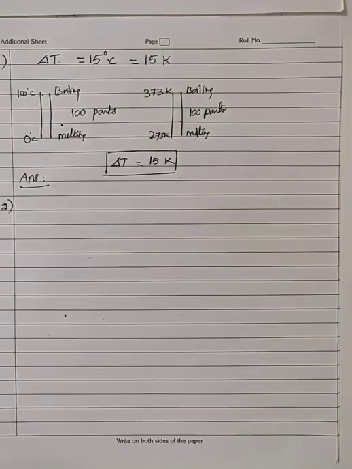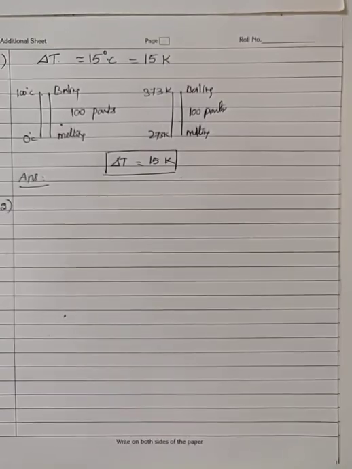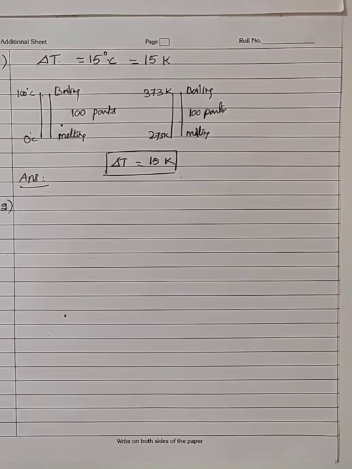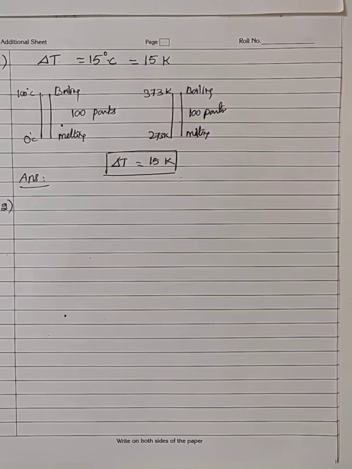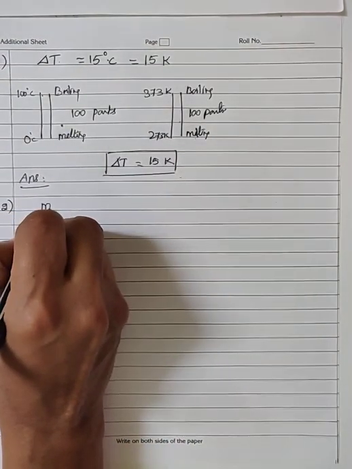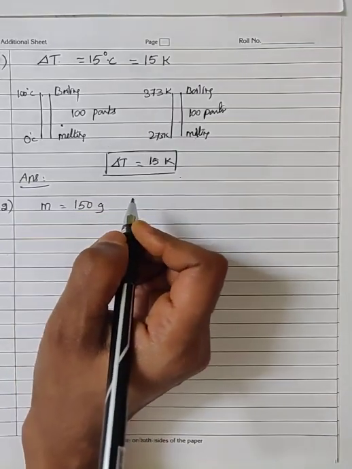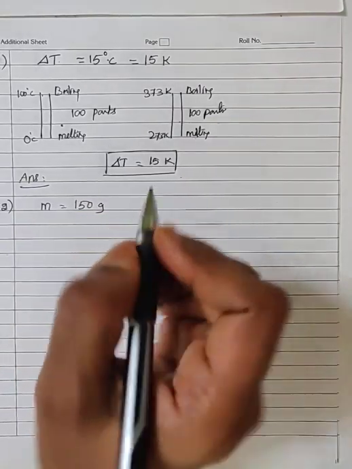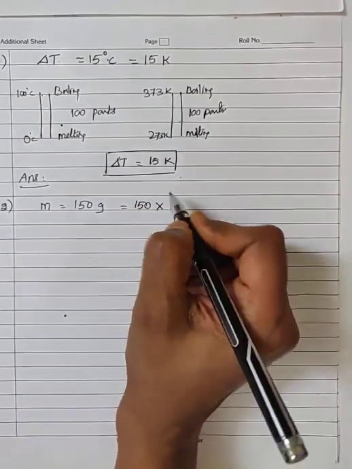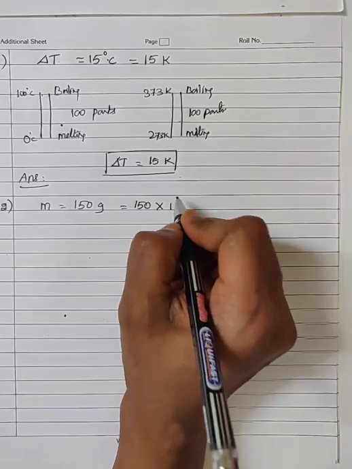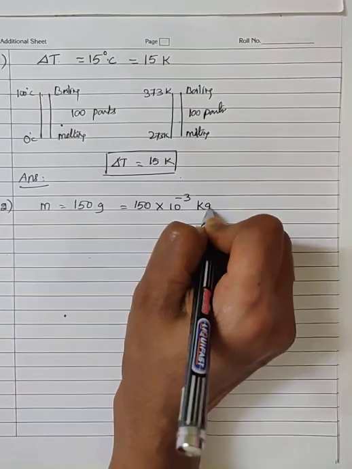Calculate the heat capacity of a copper vessel of mass 150 gram if the specific heat capacity of copper is 410 joule per kilogram per Kelvin. In this question, the mass of the copper M is given as 150 gram. But we know that the SI unit of mass is kilogram, so we have to convert this into kilogram. 1000 grams is equal to 1 kilogram. So 150 gram is equal to 150 into 10 power minus 3 kilogram.